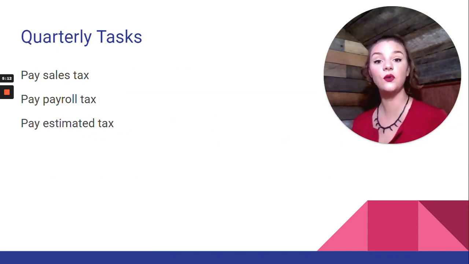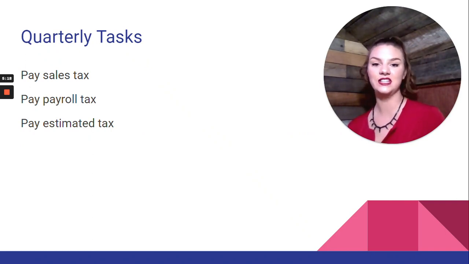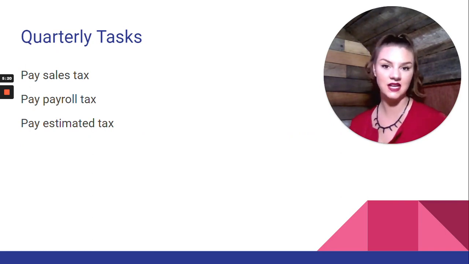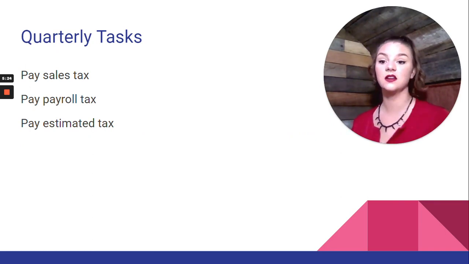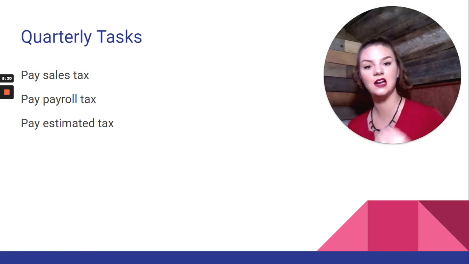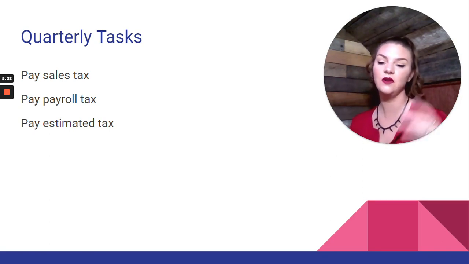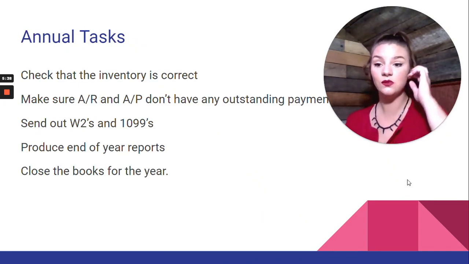Next, we have quarterly taxes. So quarterly tasks. This is mostly just going to be your taxes. So paying sales tax once a quarter, that's going to be done. Paying your payroll tax once a quarter, that's going to be done. And then your estimated tax for the business. Usually the businesses will be pretty good about paying these things, but if you're taking care of payroll and sales tax filing, you at least need to be taking care of those two.